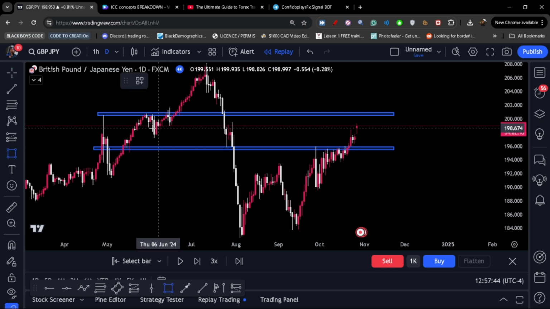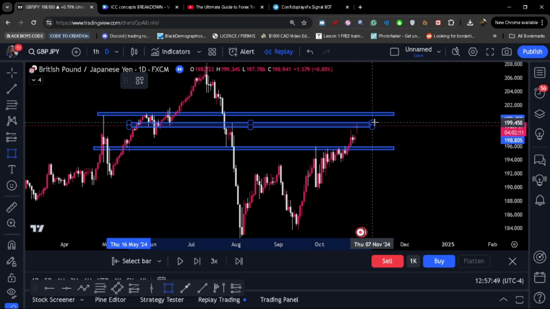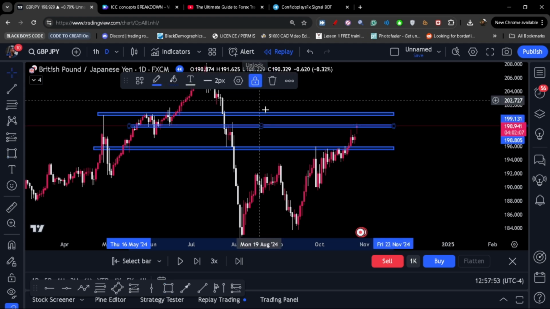So what I'll do is I'll actually mark it like this, something like this, boom, right? So this is basically the area of interest, as we can see.